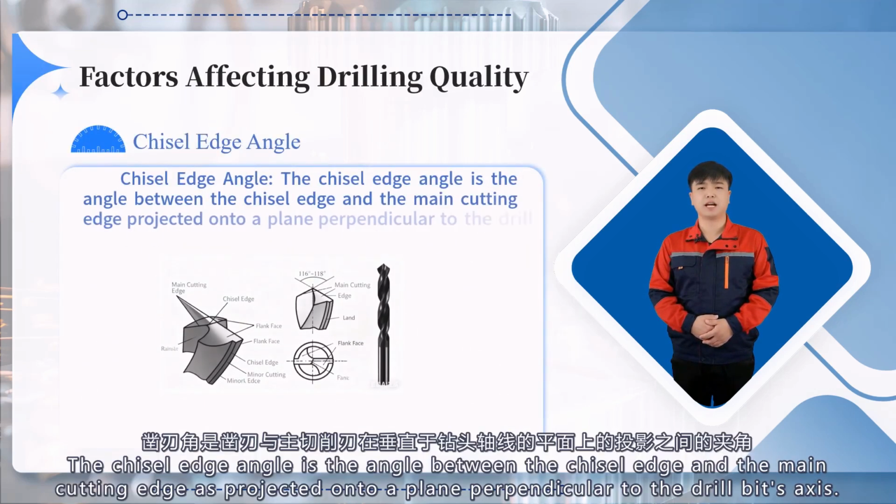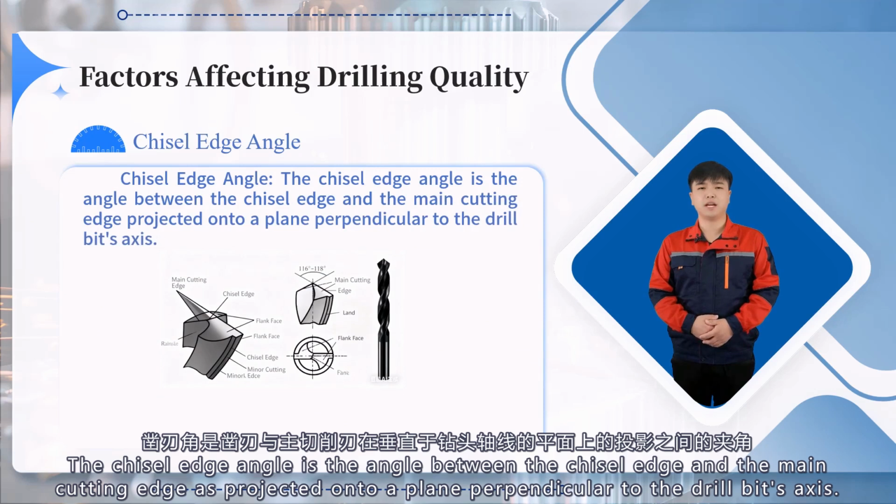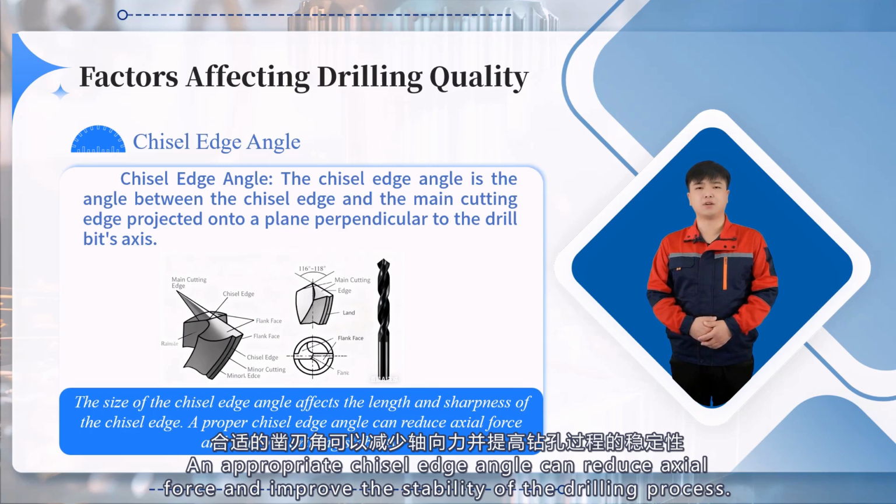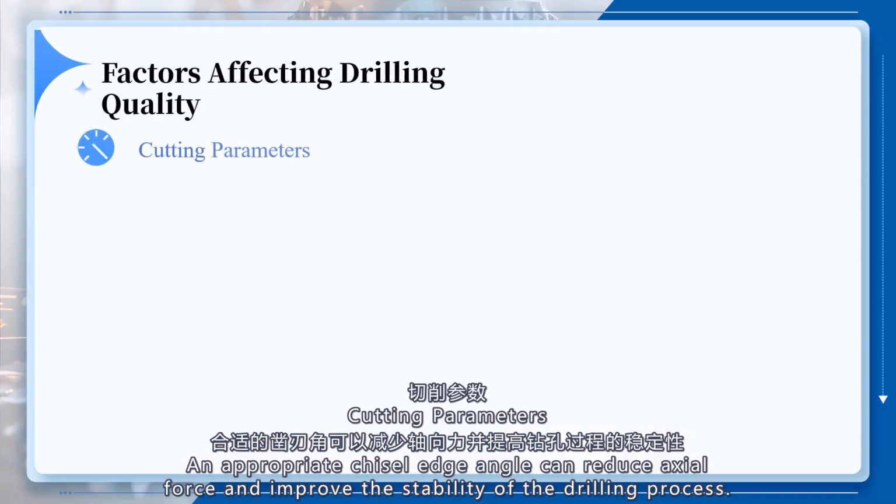The chisel edge angle is the angle between the chisel edge and the main cutting edge as projected onto a plane perpendicular to the drill bit's axis. The size of the chisel edge angle affects the length and sharpness of the chisel edge. An appropriate chisel edge angle can reduce axial force and improve the stability of the drilling process. Cutting parameters. Cutting parameters mainly include cutting speed, feed rate, and the depth of cut.